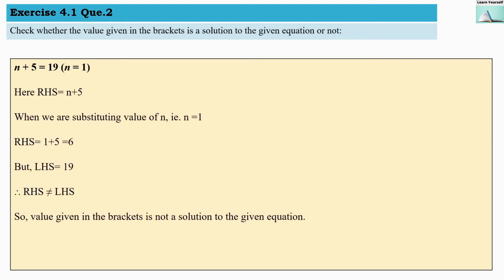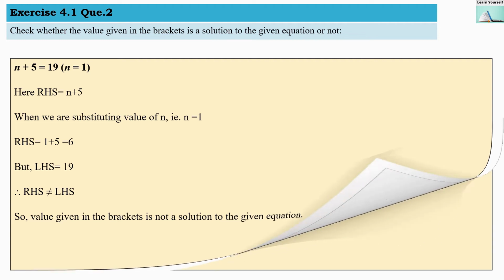And this is how you have to write in your notebook that RHS here is n plus 5. When we are substituting value 1, we will get RHS equals to 1 plus 5 equals to 6, but our LHS is 19. So RHS is not equal to LHS. So the value given in the brackets is not a solution to the given equation.